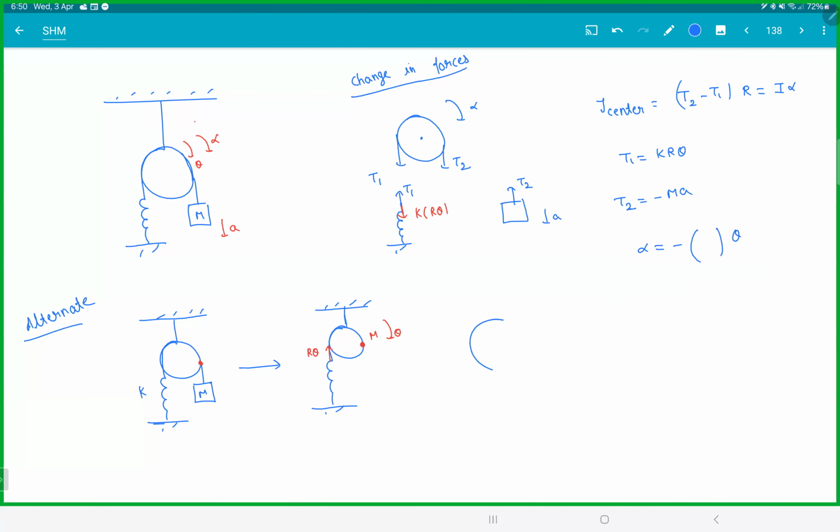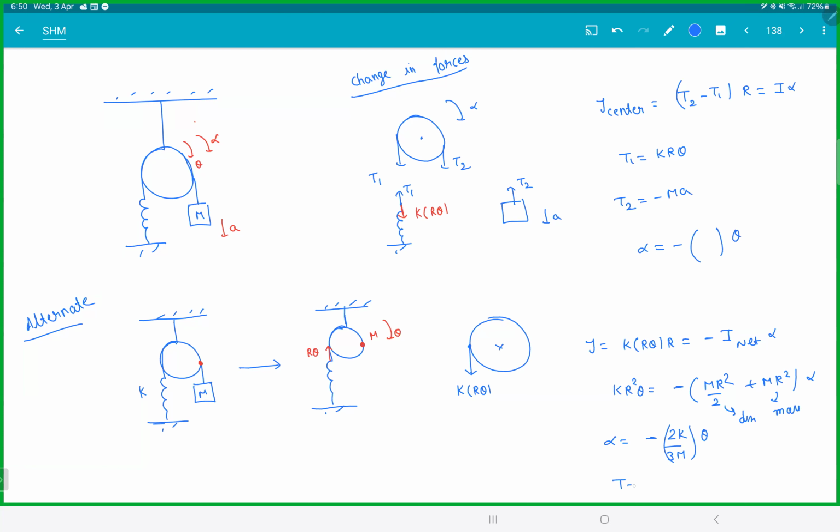So on the disk, the forces will be K into R theta. No other forces are changing. The torque will be K into R theta into R is equal to minus I net into alpha. K R square theta, I net will be the disk, mR square by 2, plus the particle, mR square, into alpha. So omega is 2K by 3m, root. This is for the mass and this is for the disk. That's your time period.